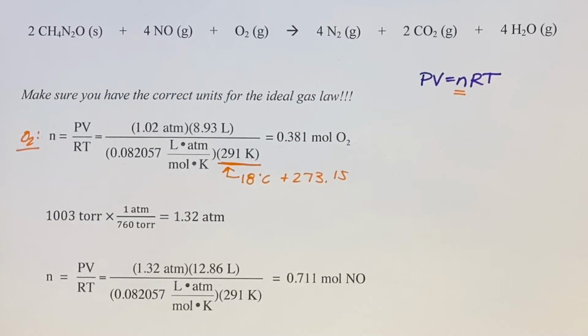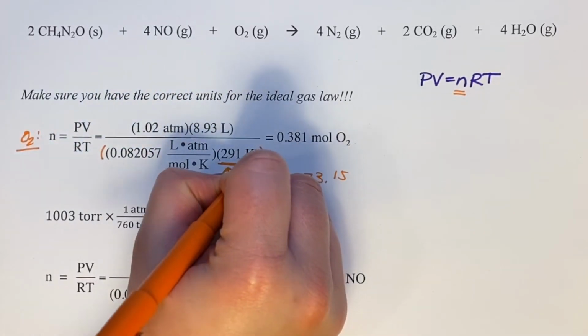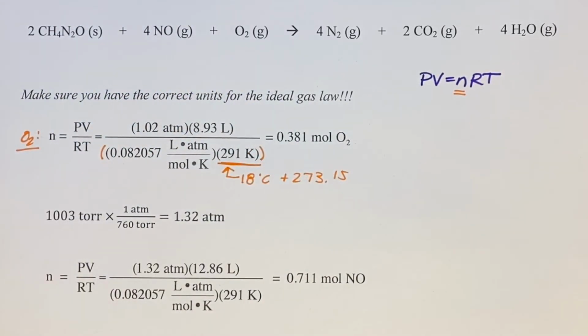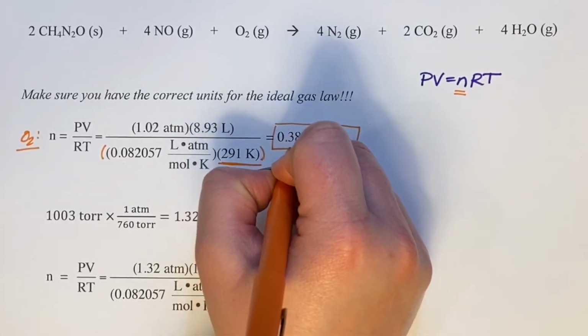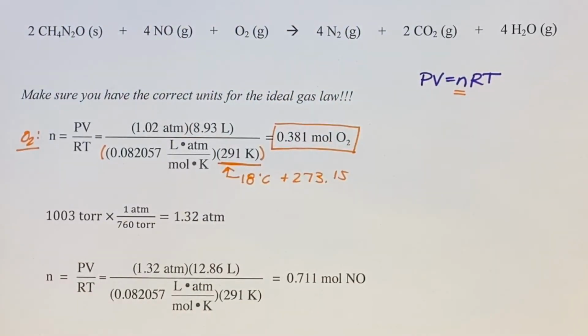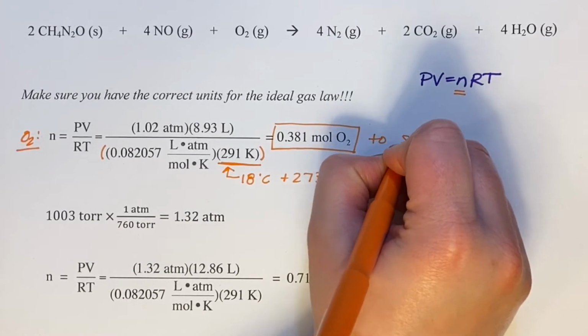As I plug all of this into my calculator to solve, make sure you use parentheses for the denominator. And when you solve, you should get 0.381 moles of oxygen gas. Remember that this is the amount of oxygen that you have at the beginning of the reaction.